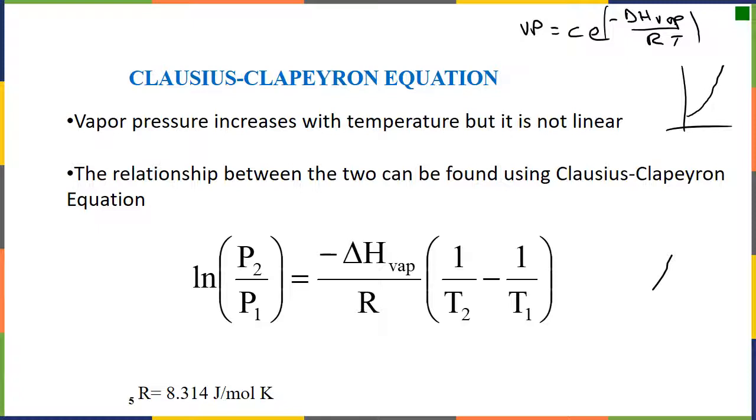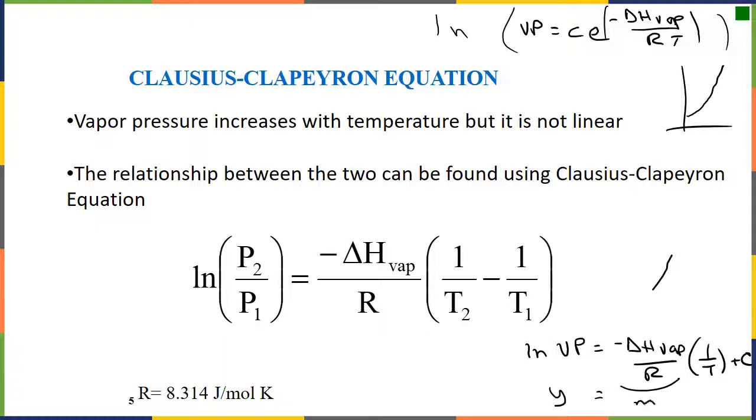Well, if we did a nice linear equation, what we can do is take the natural log of both sides. And if we take the natural log of both sides, we can have a new equation. Our new equation would be the natural log of the vapor pressure is equal to minus delta H of vaporization over R times 1 over T plus a constant. This is in the form of y equals mx plus b, and we can graph this.